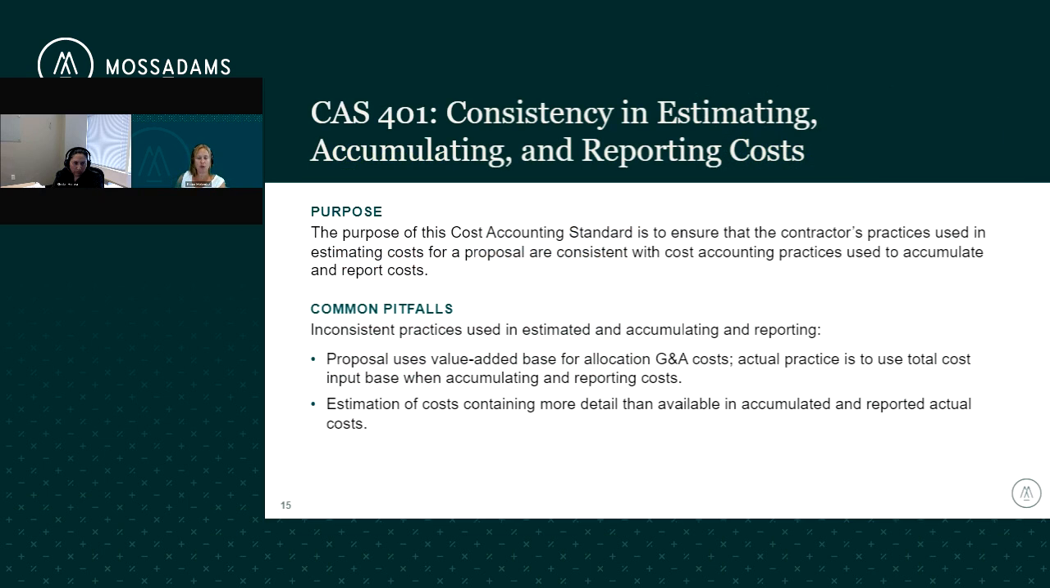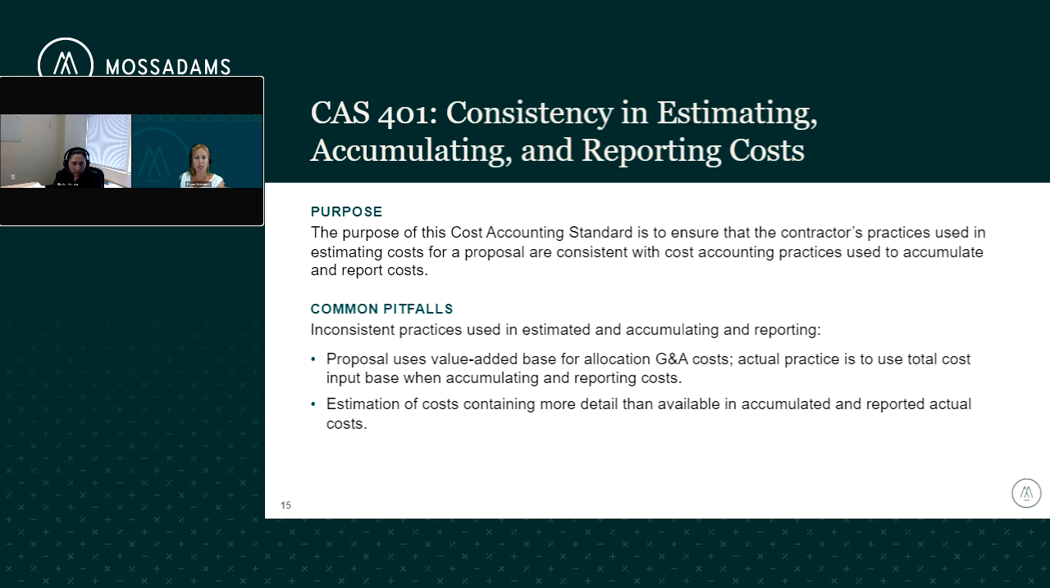So now we'll get into a little bit about each of the standards, give a brief description, and like Sheila mentioned, how to apply it and maybe some of the common pitfalls you may encounter. So CAS 401, consistency in estimating, accumulating, and reporting costs. This is going to be one of the required standards for both modified or full coverage.